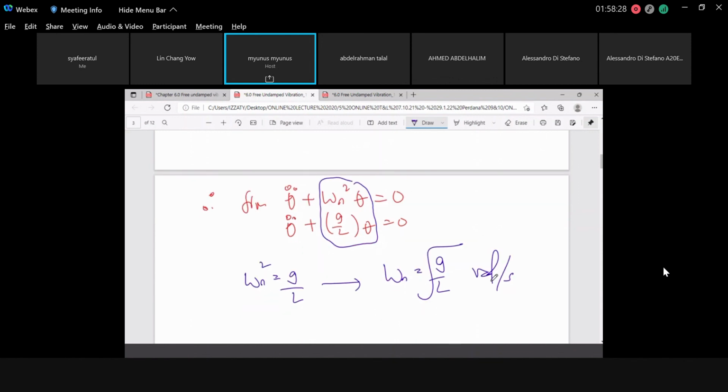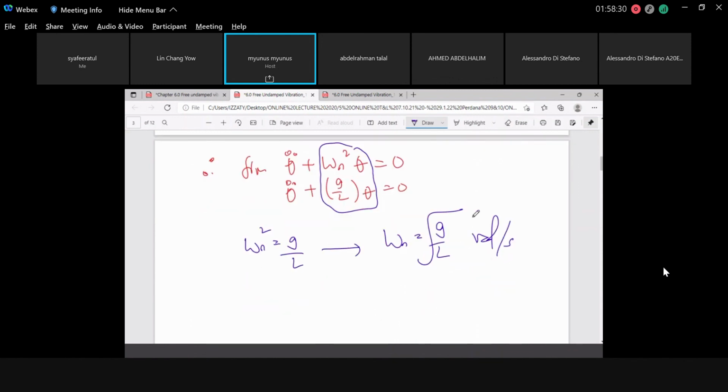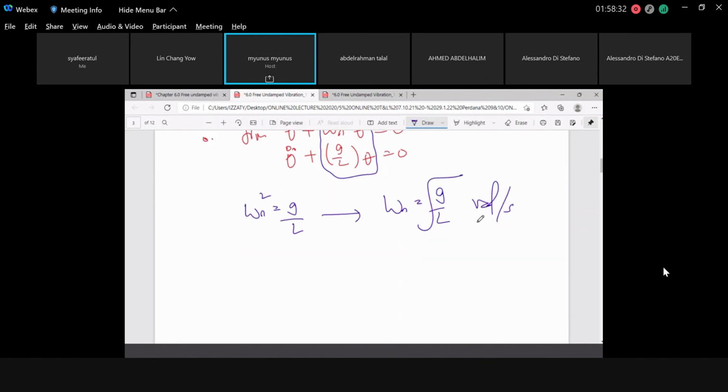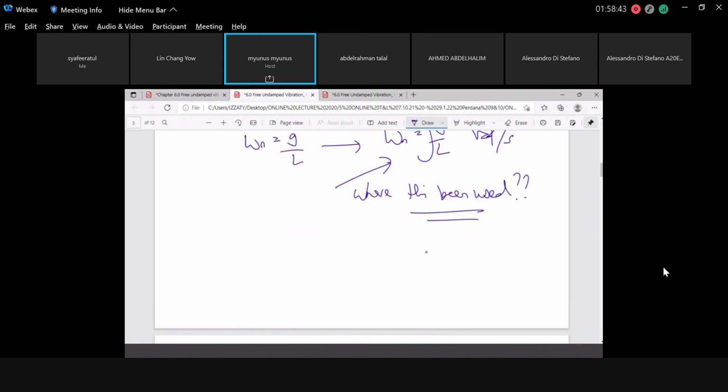So now let me give you a couple of minutes, 2 or 3 minutes. Look at where this is used. For example, you have a crane here. I'm not good in drawing, sorry about that. You know what a crane is? This is a crane, this is the structure.